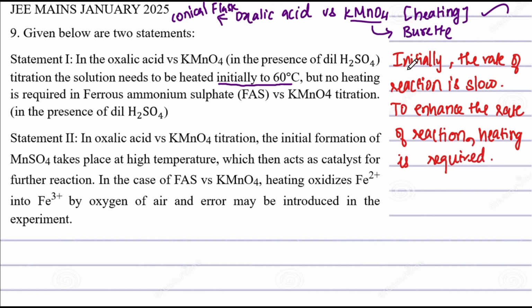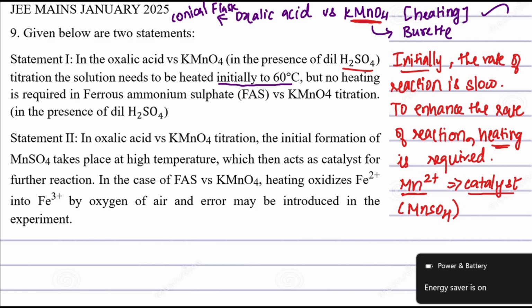And so initially the rate of the reaction is low. So in the initial stage alone, heating is required. Then what happens after that? During the reaction, Mn2+ ions are formed, which will act as a catalyst. KMnO4 will be converted to Mn2+ ions. This is happening in the presence of dilute H2SO4, no? So it is actually MnSO4 in which Mn2+ is present, and this will be formed during the reaction. As the reaction proceeds, these Mn2+ ions will themselves act as a catalyst. So during the initial rate alone, heating is required.